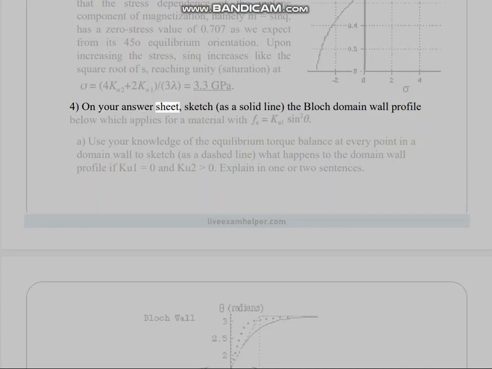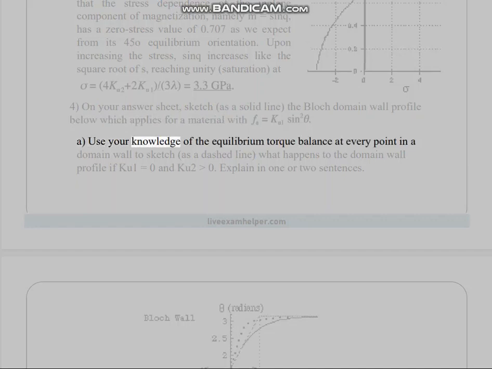4. On your answer sheet, sketch, as a solid line, the Bloch domain wall profile below, which applies for a material with Ku1 greater than 0. Use your knowledge of the equilibrium torque balance at every point in a domain wall to sketch, as a dashed line, what happens to the domain wall profile if Ku1 equals 0 and Ku2 is greater than 0. Explain in 1 or 2 sentences.